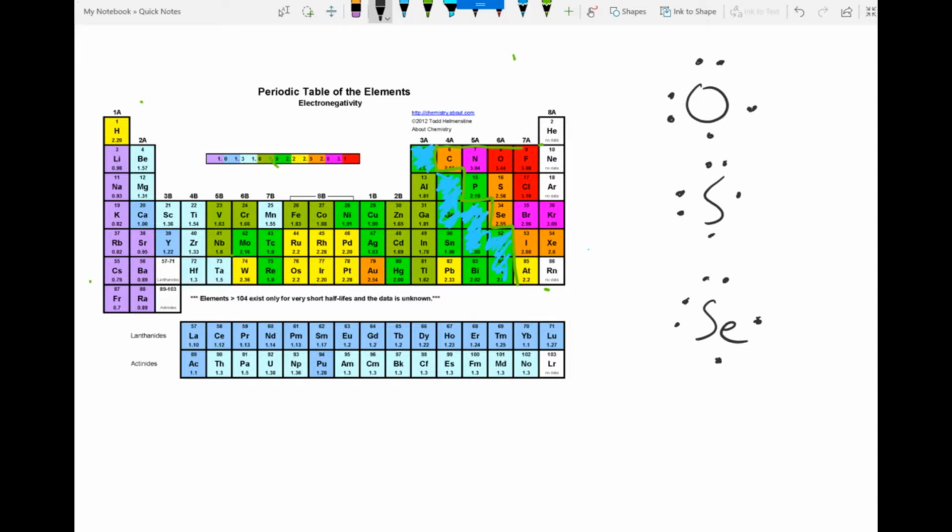Now again, this is just the basics. I will tell you that there are some exceptions. We're not going to go into them right now. But again, the one thing that you want to focus on is that because these guys have these unpaired electrons, there's 2 of them, there is a possibility to make 2 bonds.